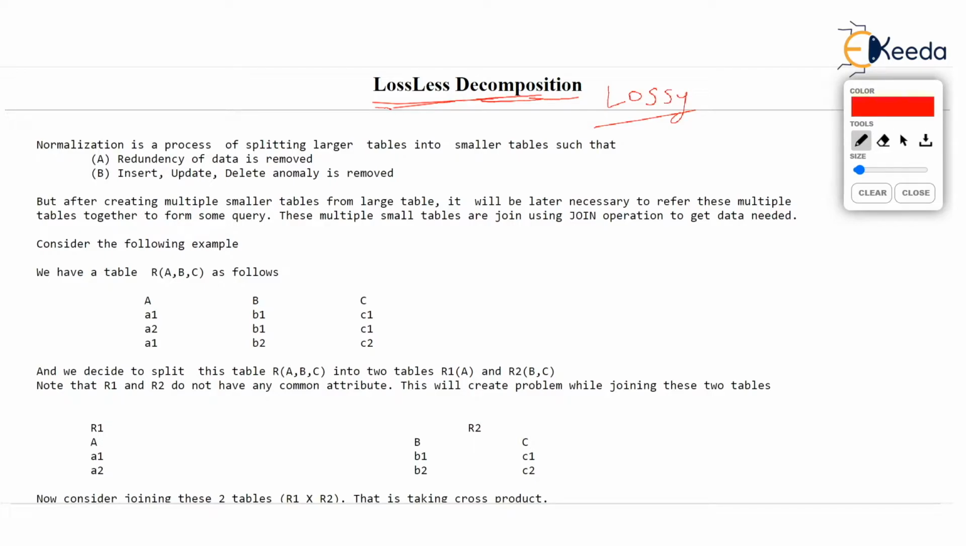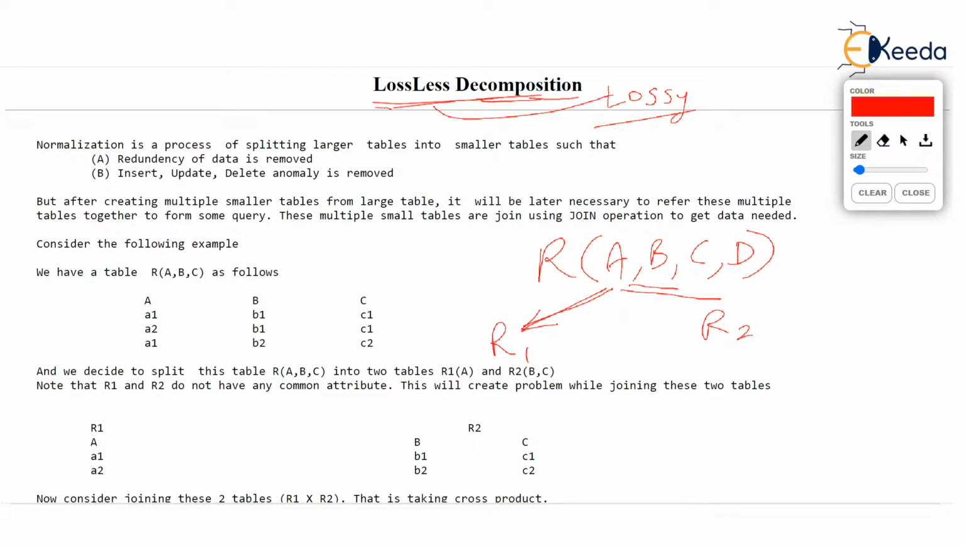Well, you know by now the definition of normalization. What do you mean by normalization? If you have got a table, let's say R, with A, B, C, D, four attributes, or say n attributes, then you split the table into smaller tables, let's say R1, R2, such that some attributes of R will be there in R1 and some attributes of R will be there in R2. For instance, R1 may contain A, B, and R2 may contain B, C, D.